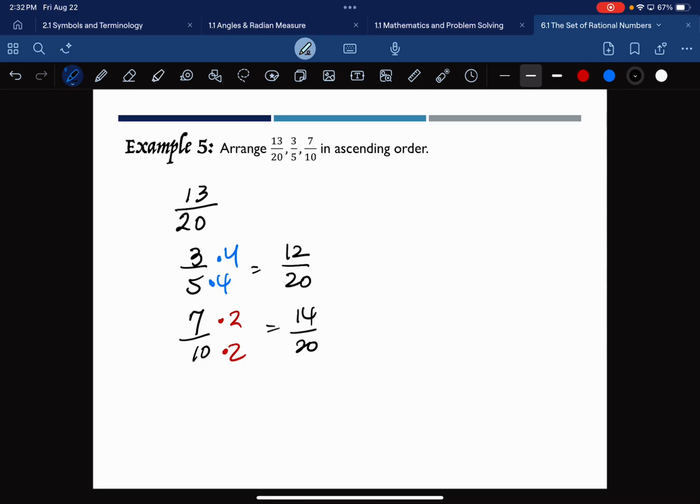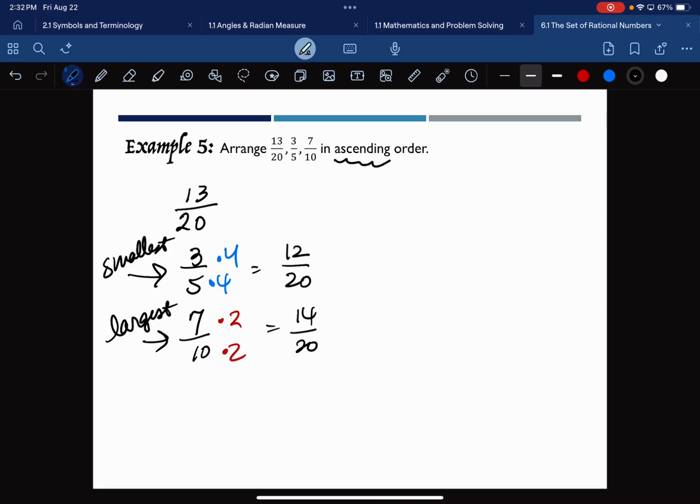All right, it says ascending. What does ascending mean? It means increasing or going up. So think about you ascend the staircase, right? So which one is the smallest? Yeah, this one's the smallest. And which one's the largest? 14. Yep, this one's the largest and clearly then the other one's in the middle.